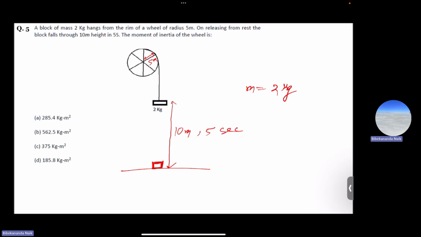What is the moment of inertia of the wheel? Because when the block falls, the wheel will start rotating. From there we can calculate the value of its moment of inertia. So this is a very interesting question. We will solve it, but first I want you to try this question and find out the way to solve it, and then we will discuss.